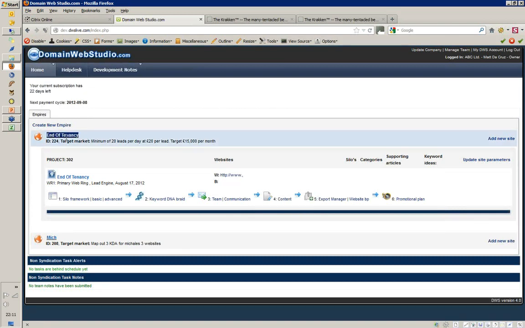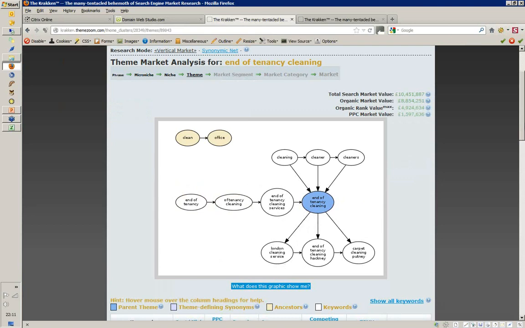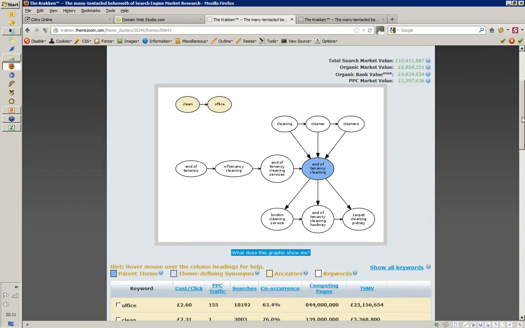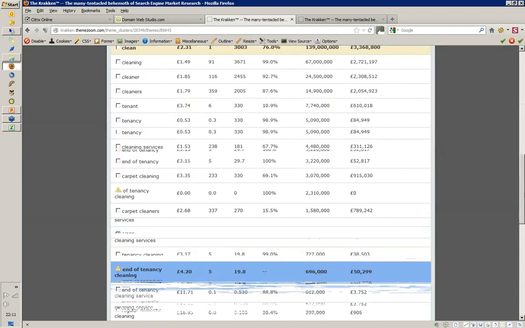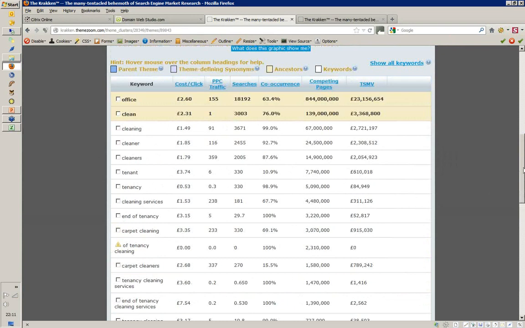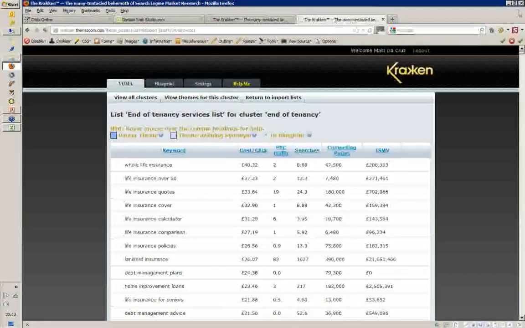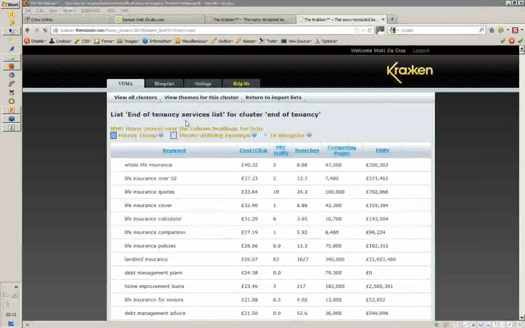So what I've done here is I've created a project called End of Tenancy, and I've got Kraken open. We've got End of Tenancy cleaning. I looked at this domain and I was like, very nice. There's quite a fair amount of traffic running through this site. So I'm going to place these data sets over here, and then over here, in this example, I used Scrapebox and pushed through a big list from our tenancy list, about 6,000 keywords. The only reason I've done this is not that you must do this.